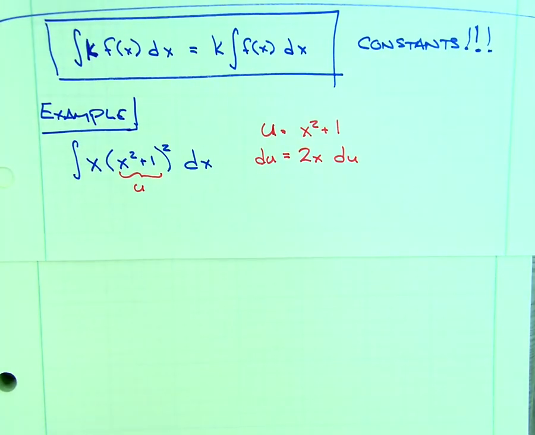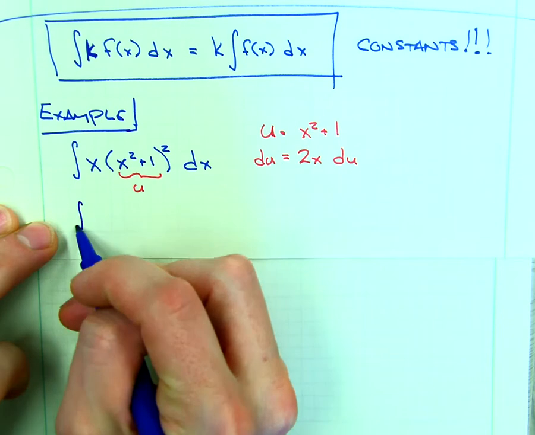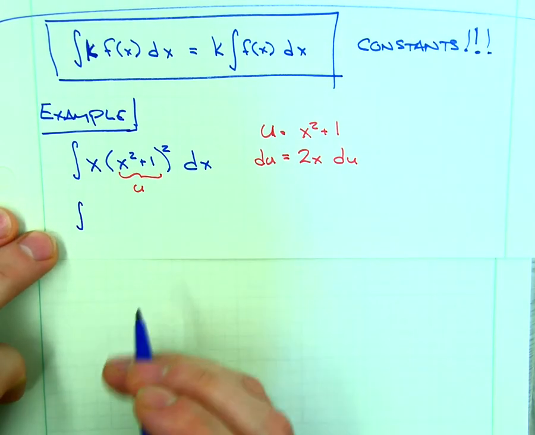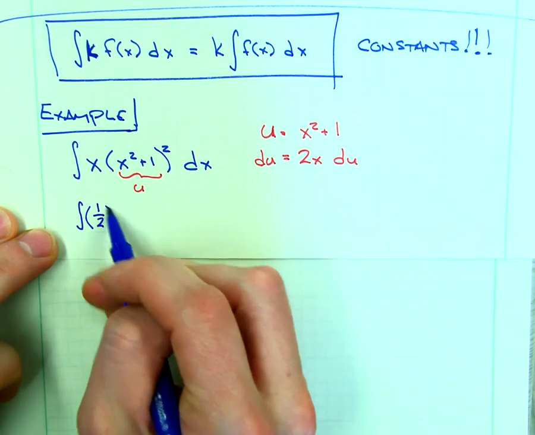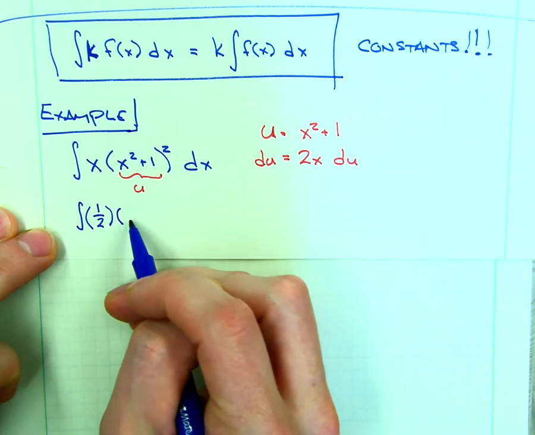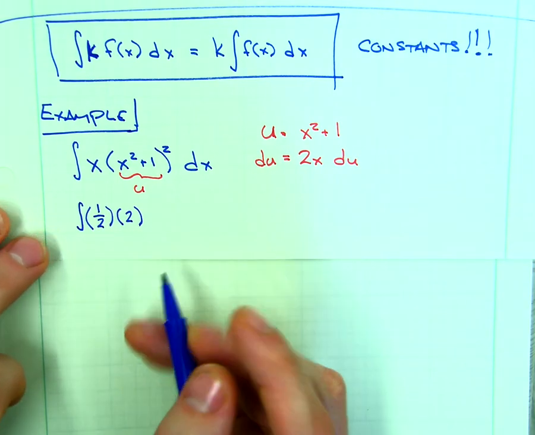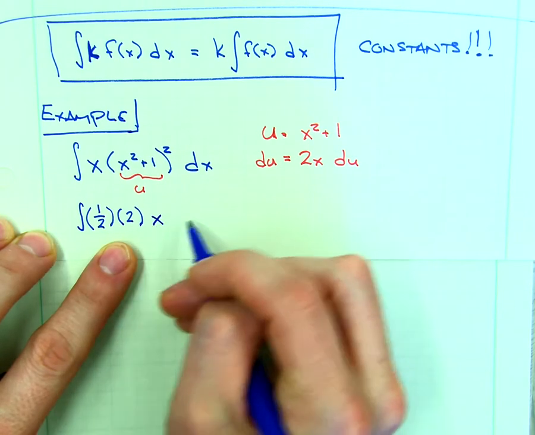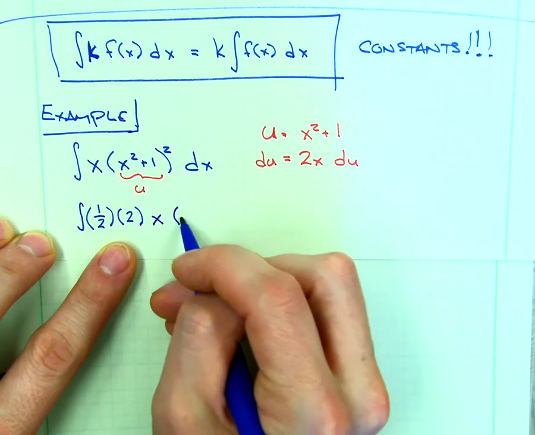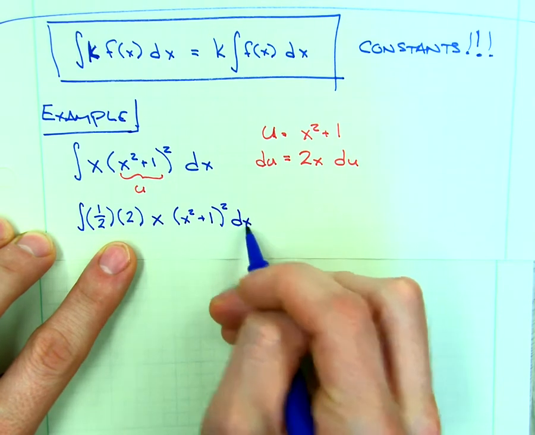But I'm going to multiply it by a very particular and intentional style of 1. So I'm going to multiply it by 1/2 times 2. So 1/2 times 2, that's just 1, not angering the algebra gods. That looks good. Then I'm just going to keep the rest of it the same: x squared plus 1 squared dx.